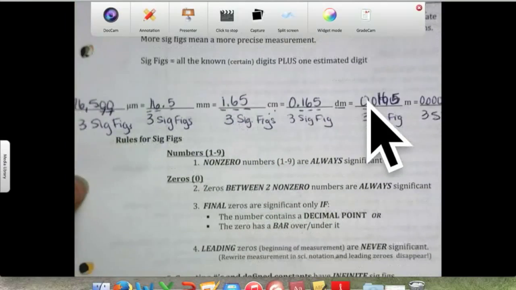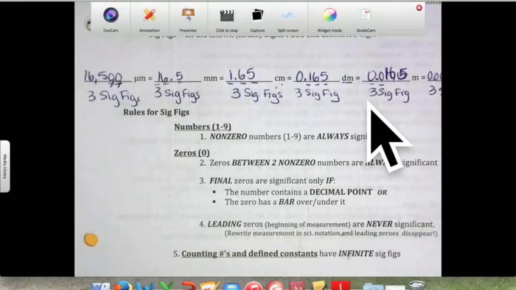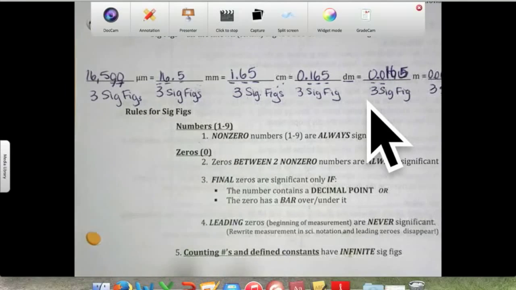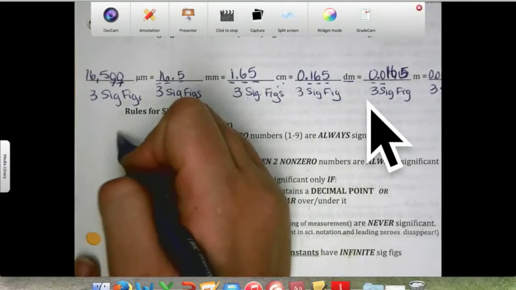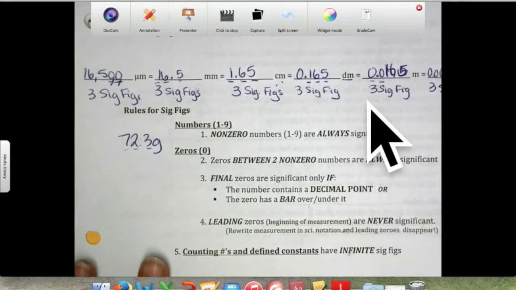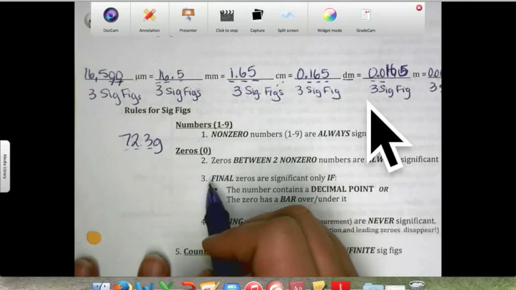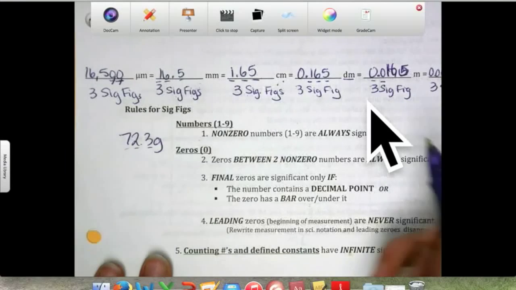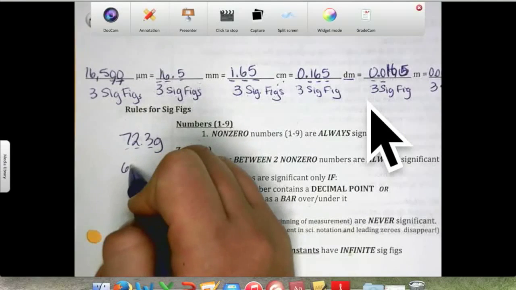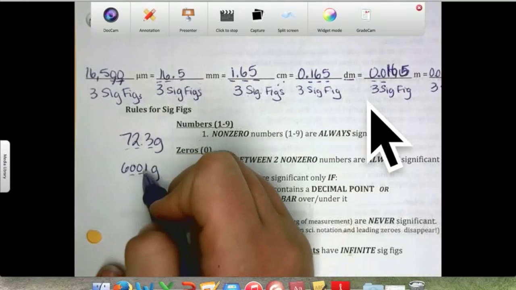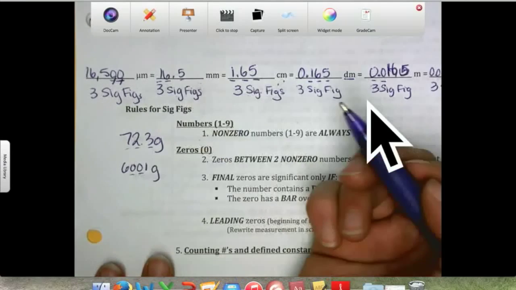First of all, any numbers that are not 0 are always significant. So that 1, 6, and 5, those are always significant. So if I come up with a measurement of 72.3 grams, every single one of those numbers would be significant. The second rule is that any zeros between 2 non-zero numbers are always significant. So say I have 6,001 grams. Those zeros are necessary to show where that is. If they're not significant, then I end up with 61 grams, and that we can't have.